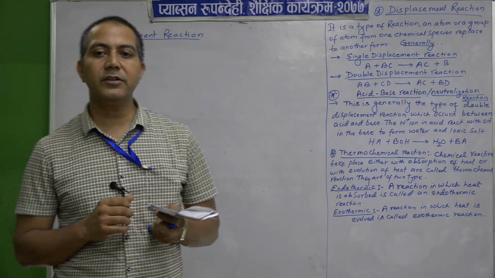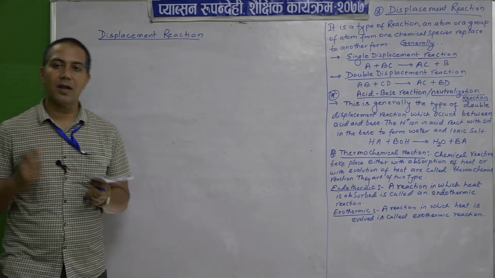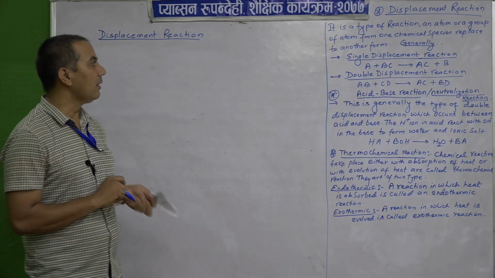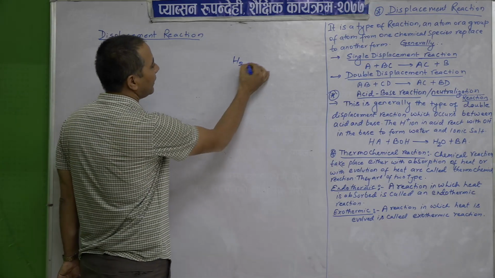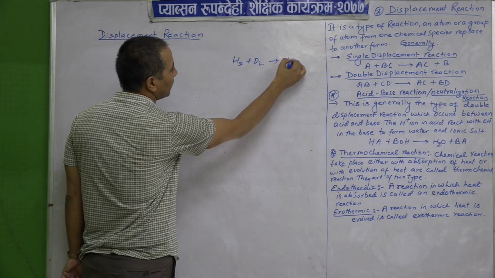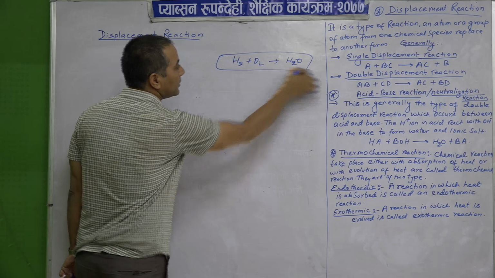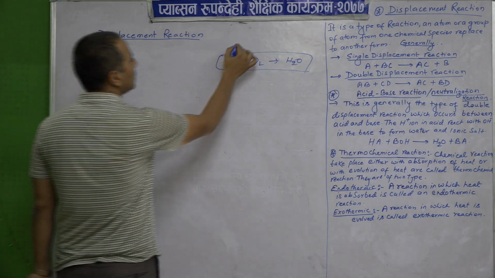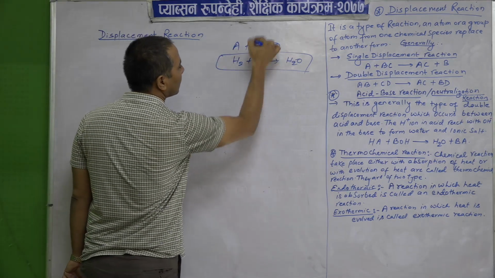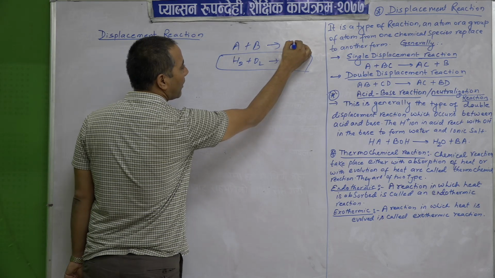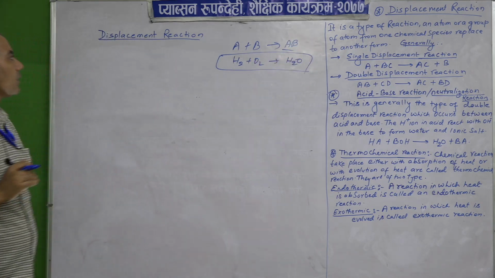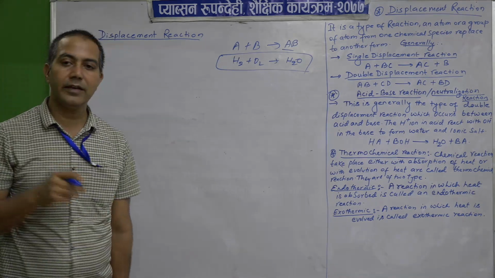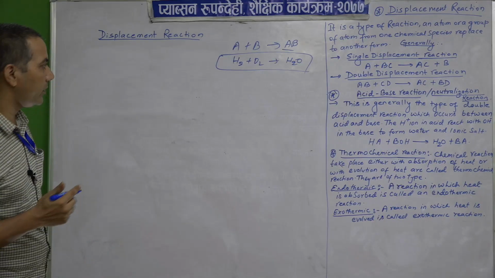In combination reactions, two chemicals are combined to form a single chemical substance. Like we have given the example of H2 plus O2 gives H2O, isn't it? This is the example of combination reactions in which two chemical substances are combined to form a single chemical substance. Then the next one is the decomposition reactions.